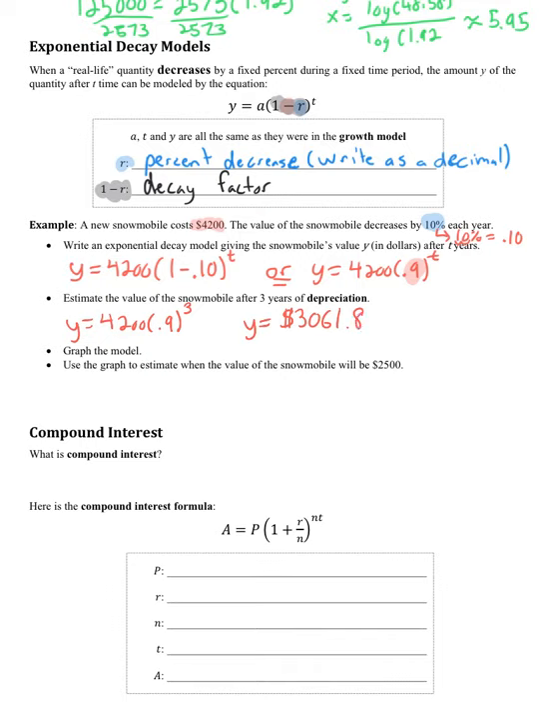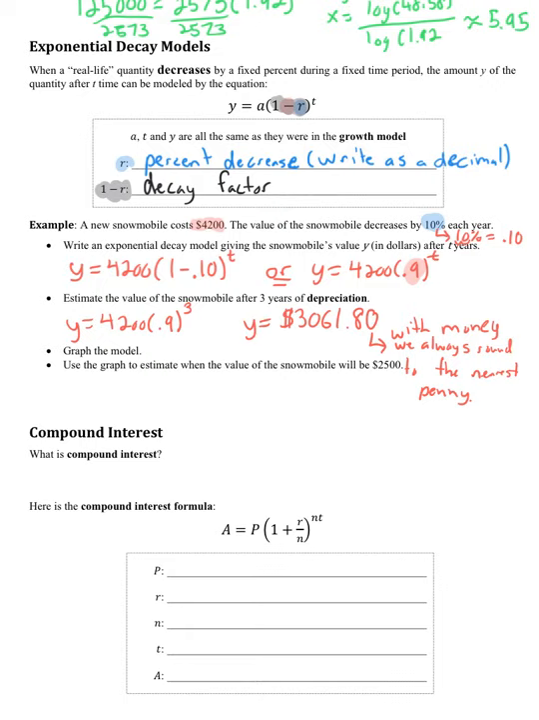So I don't want to leave it as 0.8. I want to add this 0 as well. And that's because with money, we always round to the penny. So even though in this problem it ended up being 0.8, we'll add the 0 and say this is $3,061.80. All right, it's really important that we do that. Whenever we're rounding money, we should round to the nearest penny.